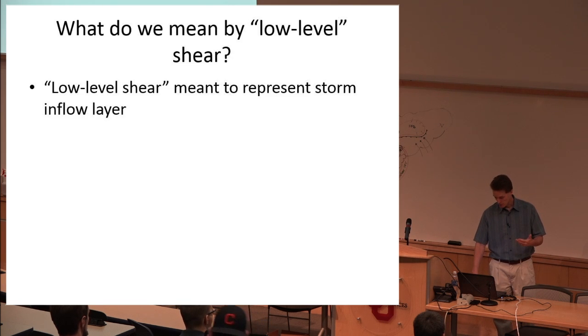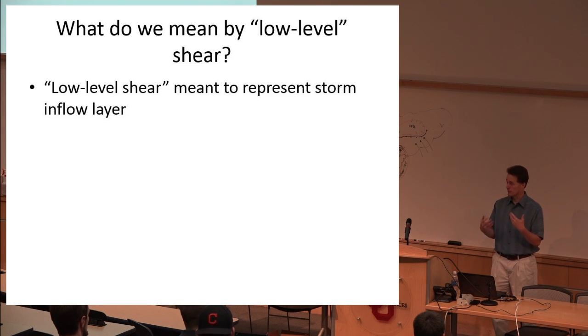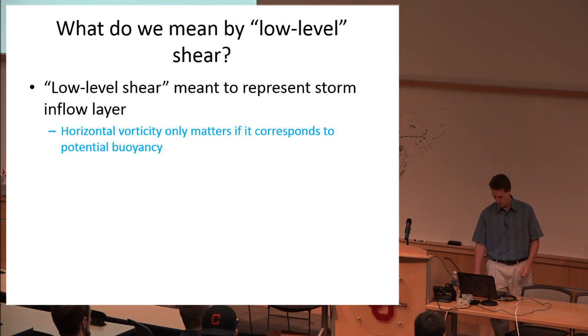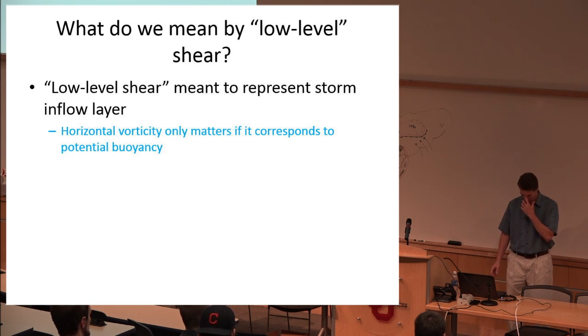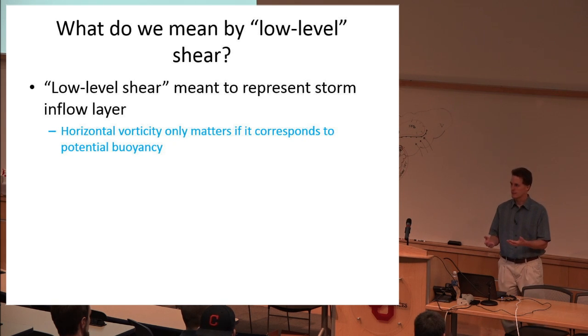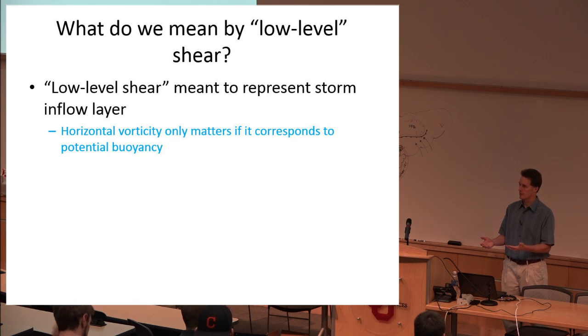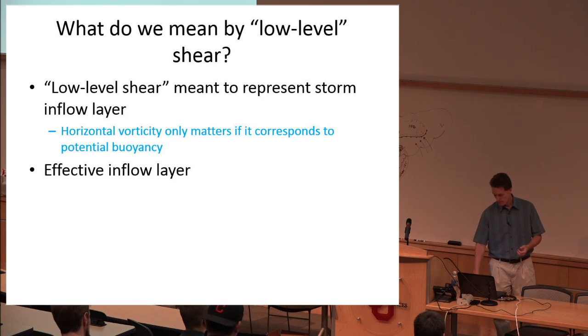Okay, when we say low-level shear, what do we mean? We want to represent the storm inflow layer. So it's the air that's feeding the updraft that we mean by low levels. When we say the inflow layer, we're talking about the air that's potentially buoyant. It has to have CAPE associated with it, or otherwise it doesn't really matter.